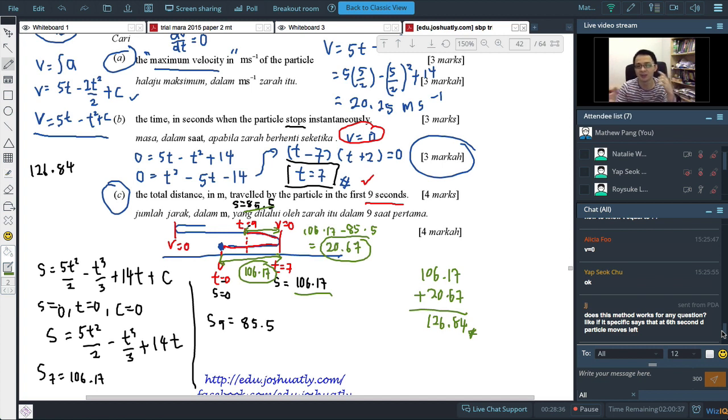Let's say the particle makes U-turns at 2 and 5, for example, and you want to find the first 9 seconds. When v equals 0, you get t equals 2 and t equals 5. So I just integrate from 0 to 2, plus integrate from 2 to 5, plus integrate from 5 to 9. Then I add all the integrals, and I can get the first 9 seconds. Every time the particle makes a U-turn, you just separate it. Yes, it can be used in any case, but you must read the question carefully and see what you're trying to find.